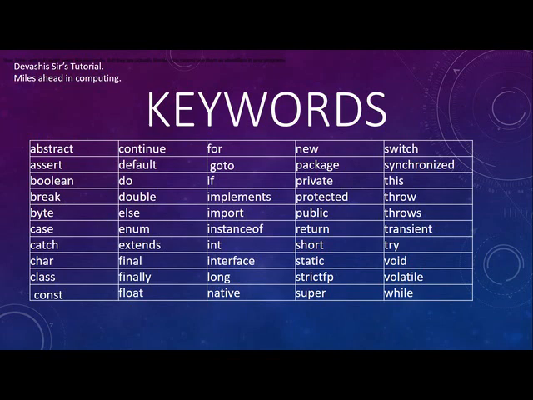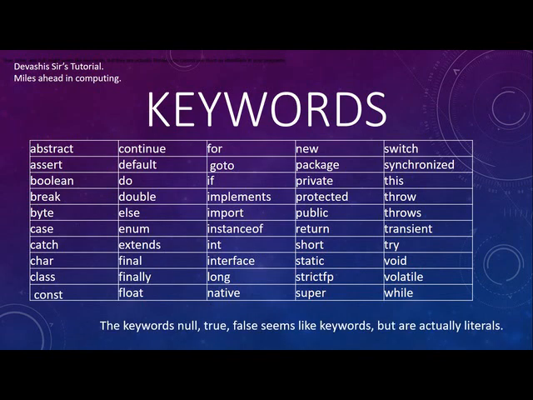And please remember that the words null, true, false seem like keywords, but are actually literals. So null, true, false, even these are like keywords because they are reserved words. You cannot use them for anything else, but basically they are literals. We do not consider them to be a certain command to do a particular job. So they are considered to be literals, not keywords. Please do not get confused. In Java, we have just 50 keywords. That's it.